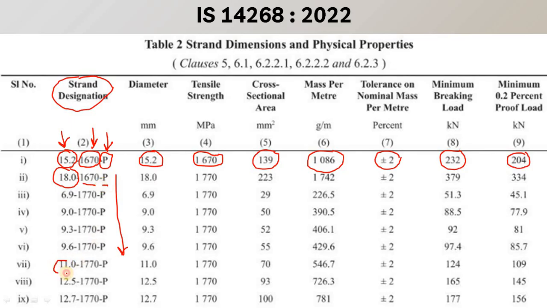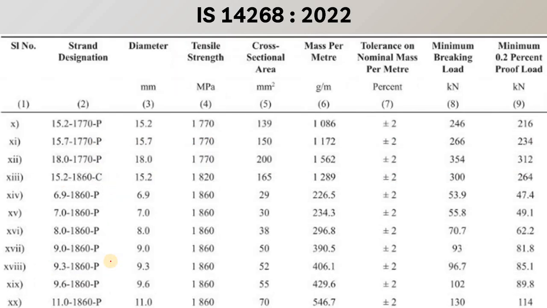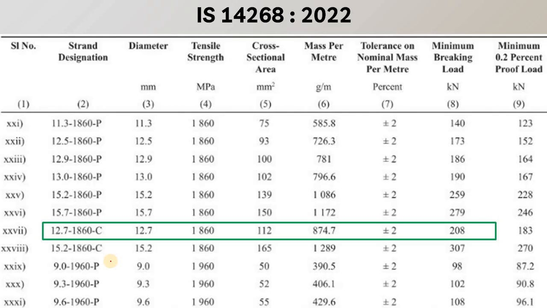Similarly, you can see this is the 11 mm diameter strand wire with a tensile capacity of 1770 Newton per mm square, and it is a plain wire. So it depends upon the strand wire, what kind of strand wire you are using. Let's say that you are using 12.7 mm diameter strand with a tensile capacity of 1860 Newton per mm square, and it is a compacted wire because it is C.